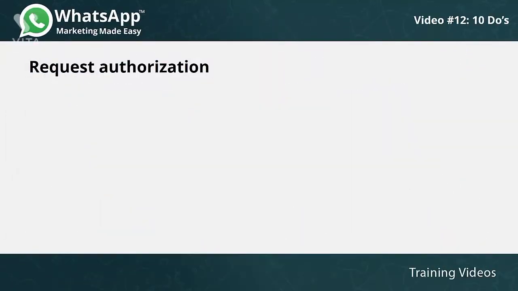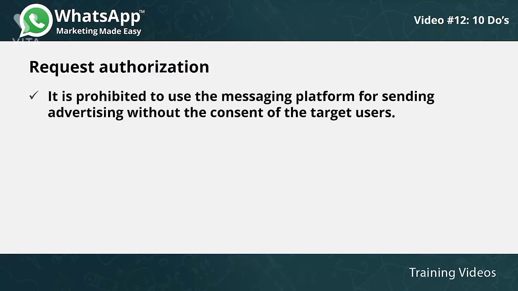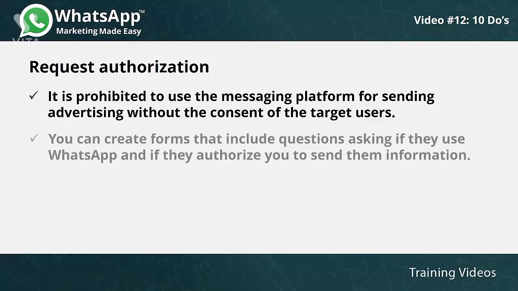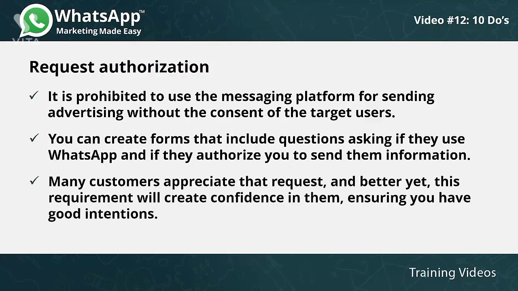Request authorization. As part of the application policy, it is prohibited to use the messaging platform for sending advertising without the consent of the target users. In order to work within the legal and appropriate use of tools, you can create forms that include questions asking if they use WhatsApp and if they authorize you to send them information. Many customers appreciate that request, and better yet, this requirement will create confidence in them, ensuring you have good intentions.